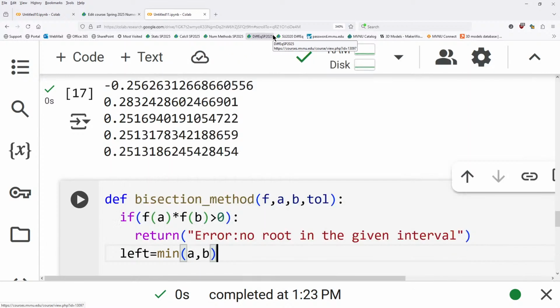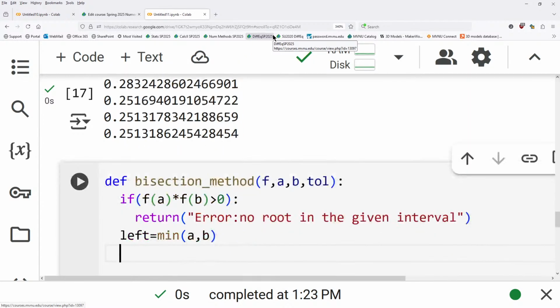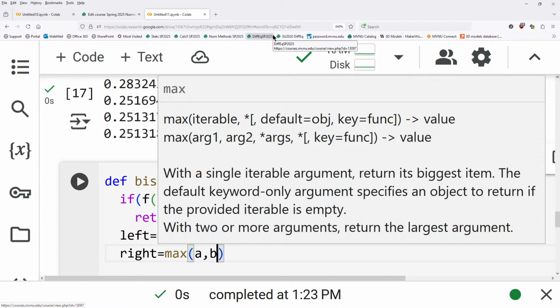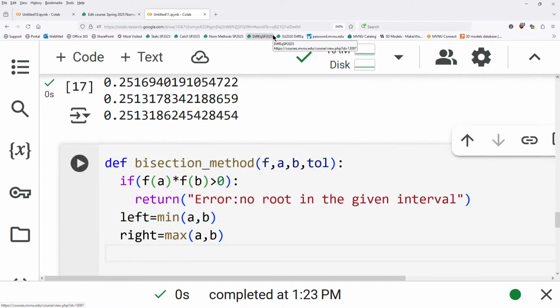So whatever A and B are, the left is the minimum, the right will equal the maximum. And of course, you understand what I'm talking about: if you have an interval between -1 and -3, the left is going to be -3, the right will be -1. So it's just sorting things out. I don't know that it's that important, but I just felt like I should do that.